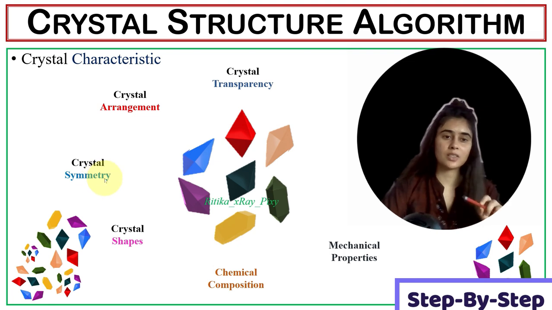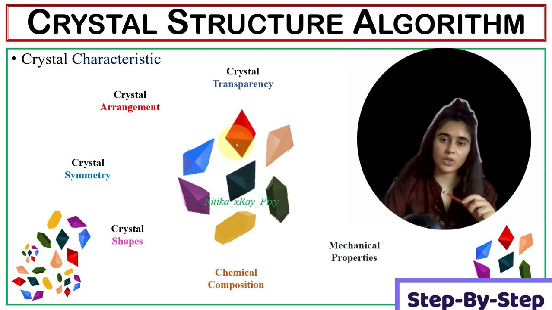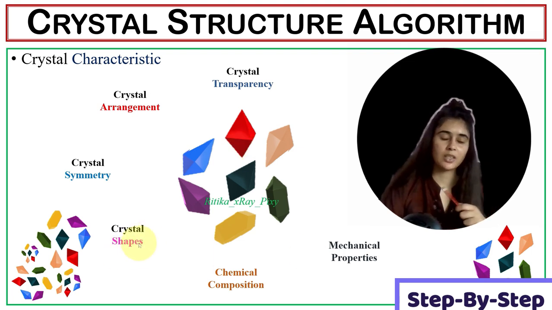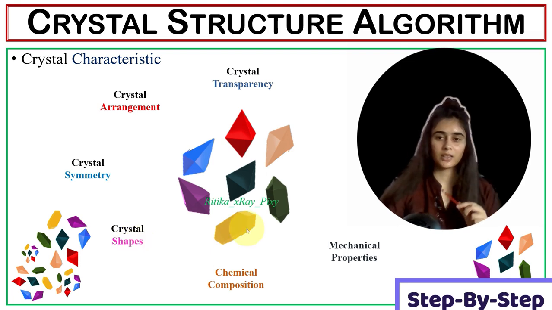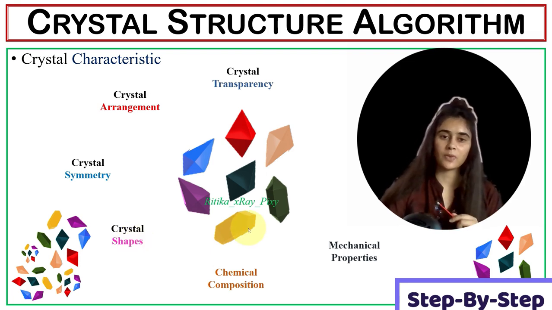Next we have crystal symmetry. Crystals look the same when they are rotated or reflected. Next we have crystal shapes. Crystals can have different shapes. Crystal shapes are often well defined and used to identify crystals.